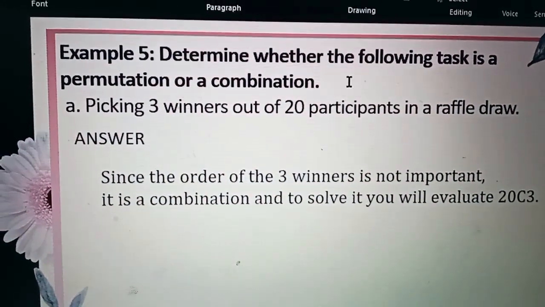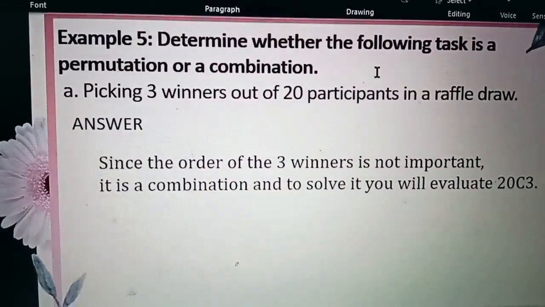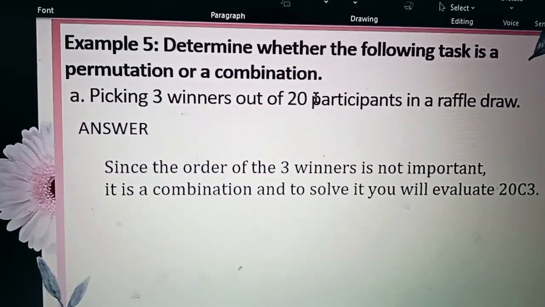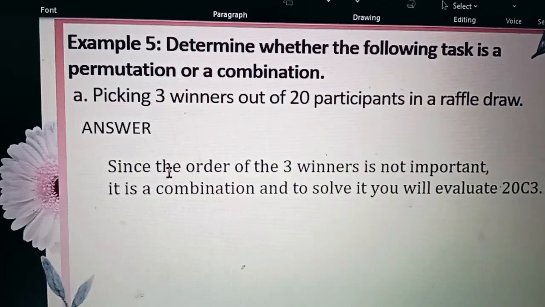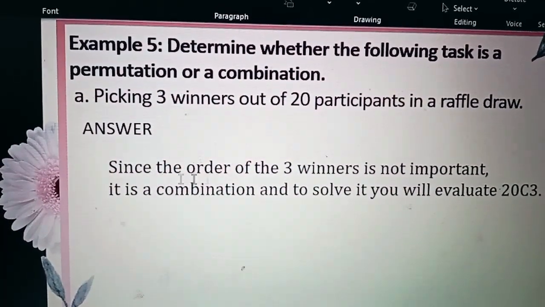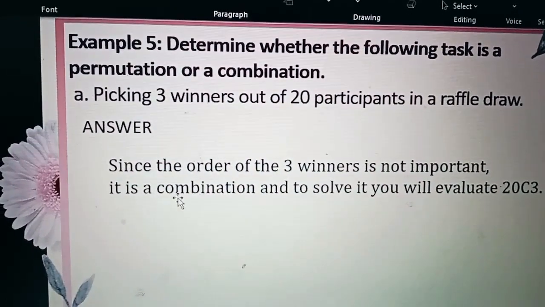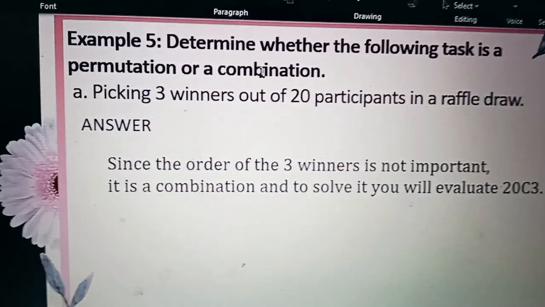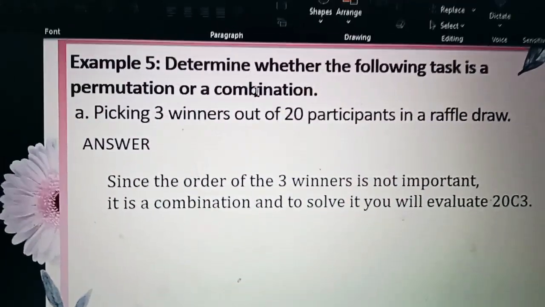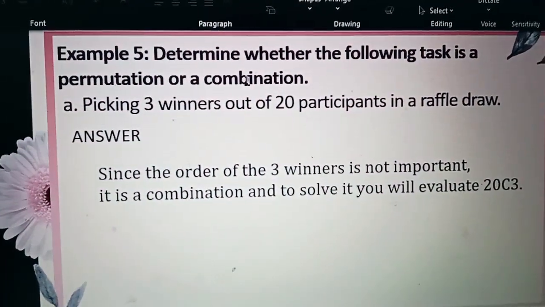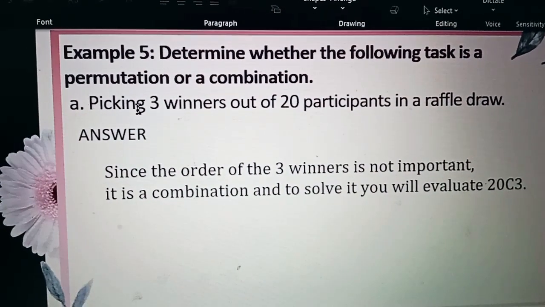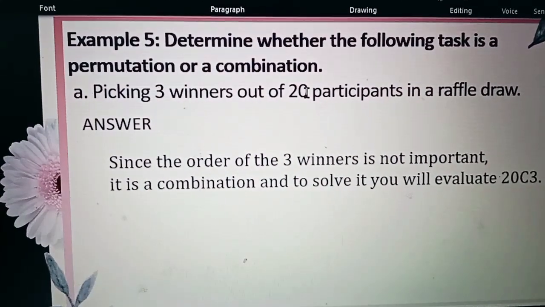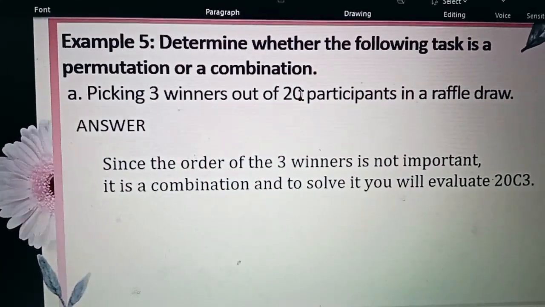Alright, so determine whether the following is permutation or combination. Picking 3 winners out of 20 participants in a raffle draw. Here is your answer. Since the order of the 3 winners is not important, it is combination, and to solve it you will evaluate 20C3. The keyword here is picking 3 winners out of 20 participants. So this is a problem of combination.